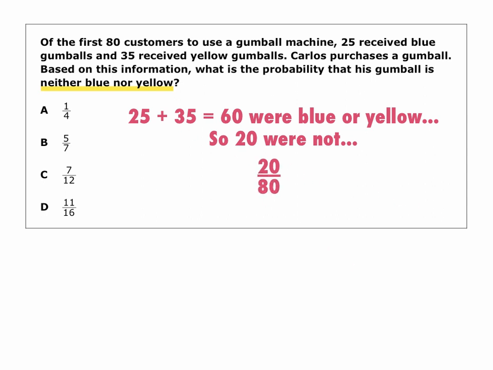20 divided by 80, or 20 over 80, can be simplified. 20 goes into both of them. 20 goes into 20 once, and 20 goes into 80 4 times. So my answer here is A. He has a 1 in 4 chance of not getting a blue or yellow gumball.